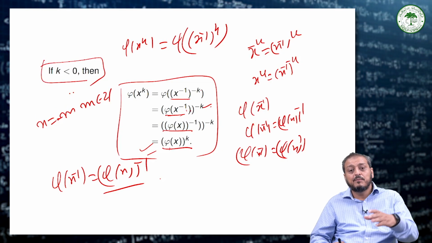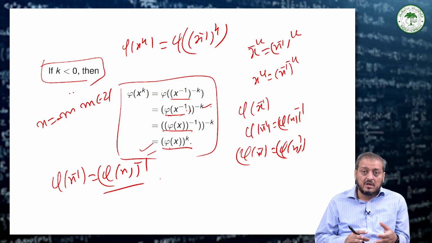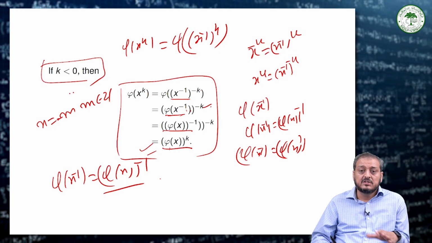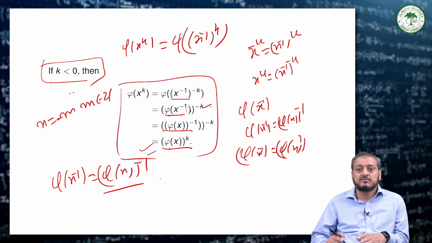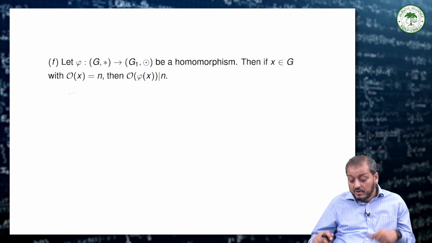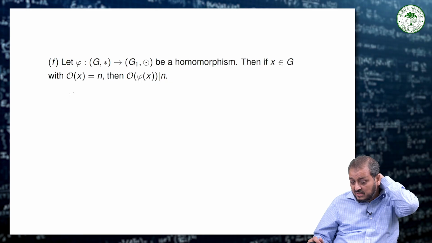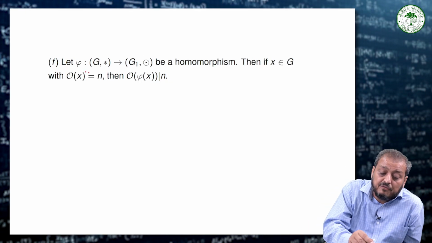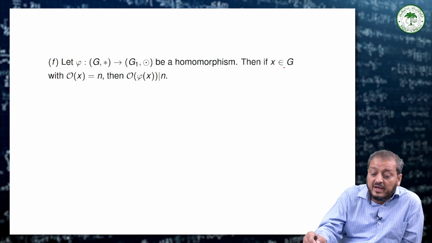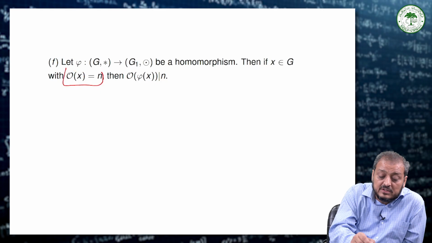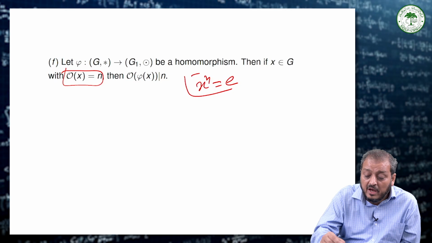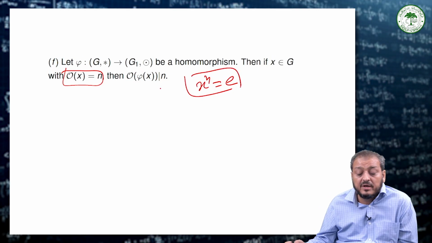So now this completes all five properties of a homomorphism. These are the basic properties of homomorphism that we use in solving problems. Then we have one more left. The last one says that if phi from G to G1 is a homomorphism, and x is an element of G with order of x equal to n, so x to the power n is equal to identity, then the order of phi of x divides n.